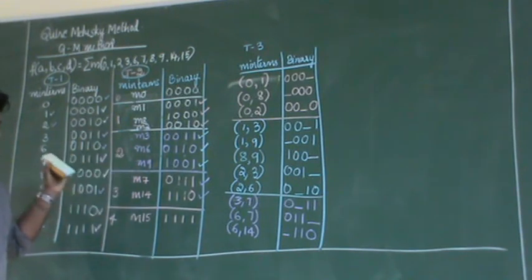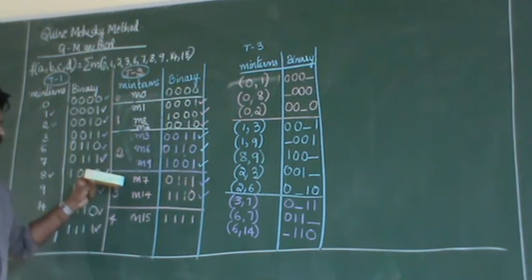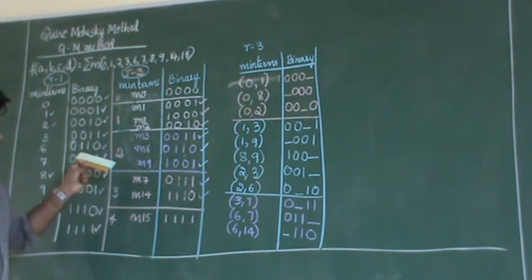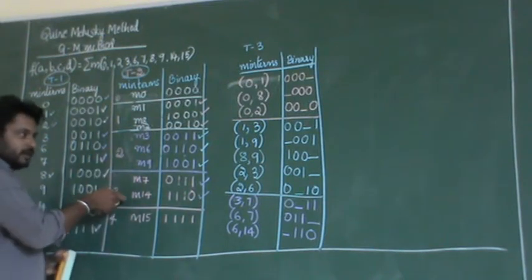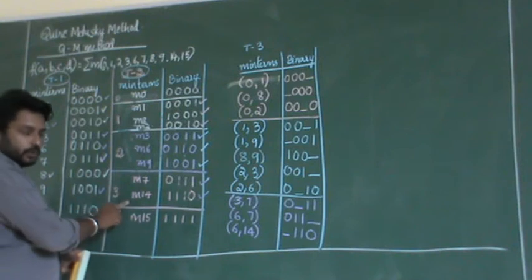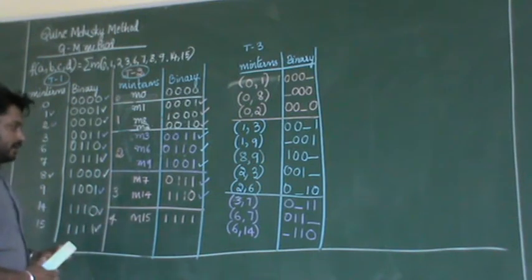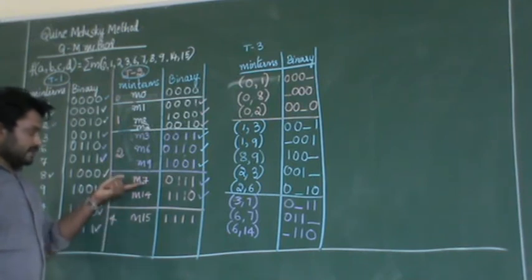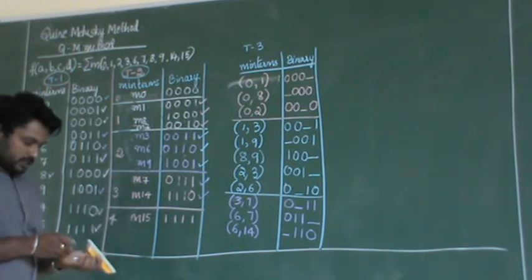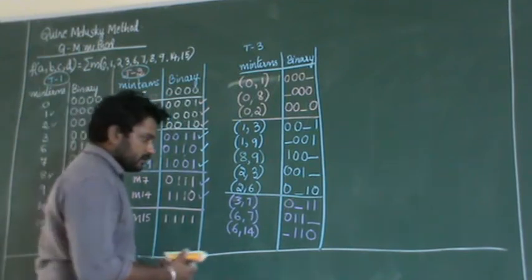9 with 7, it is not possible. 9 with 14 is possible? No, it is not. 7 and 15 is impossible. So just put a line over here.